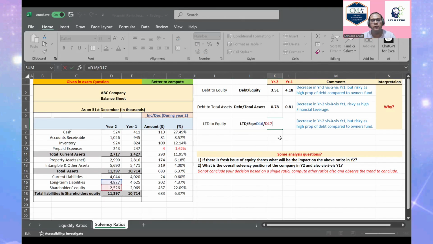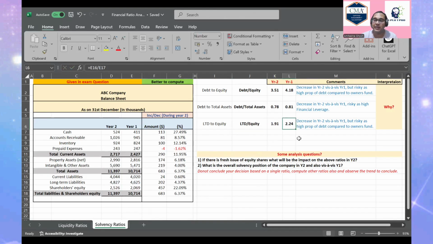So in year 2, we are taking the long-term liabilities or long-term debt divided by our equity to compute for year 2. Same thing applied for year 1. So that is the calculation part. But now if we move into the interpretation, if a question is asked on the debt to equity, what do we see? From year 1 to year 2, there has been a decrease.